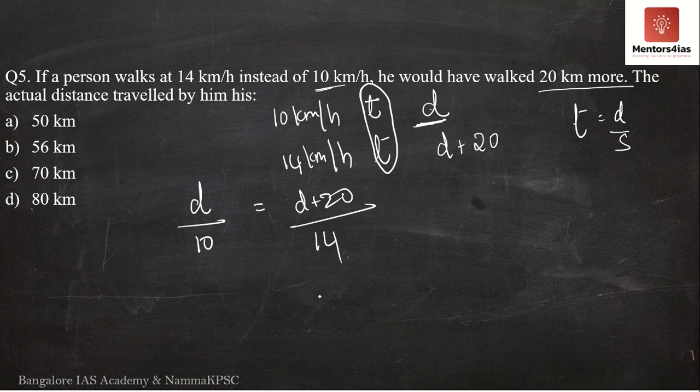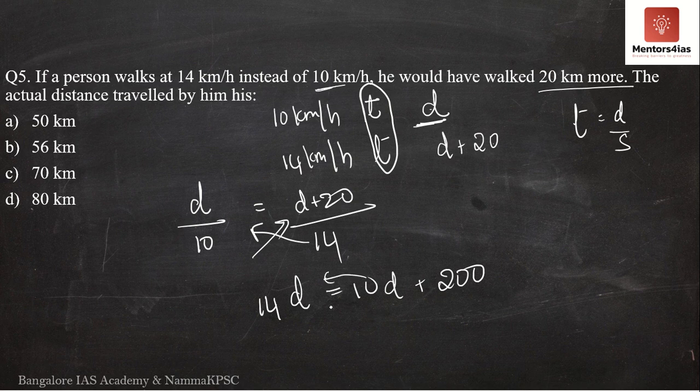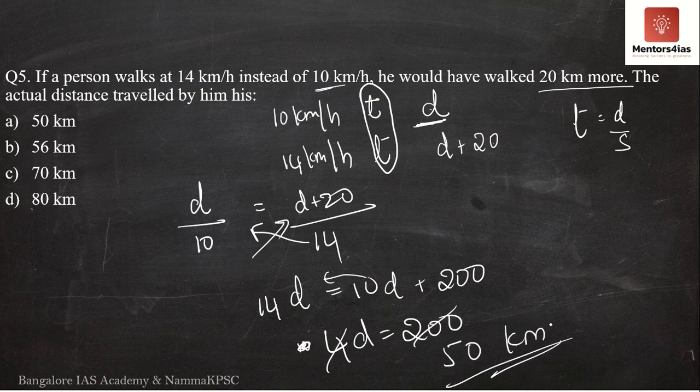Don't you think you should be able to solve it now? I'll take 14 here and I'll take 10 here. So we are left with 14d is equal to 10 into d, which is 10d, plus 10 into 20, which is 200. I take 10d to the other side, 14d minus 10d. 14d minus 10d is what? 4d is equal to 200. 4 5s are 20, so 50. Therefore, d is 50 kilometers.